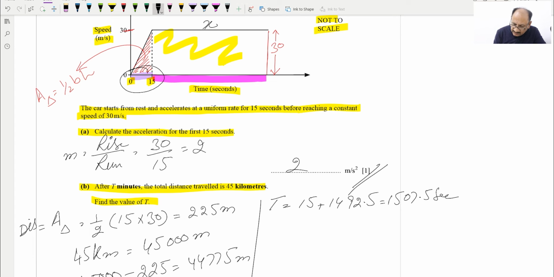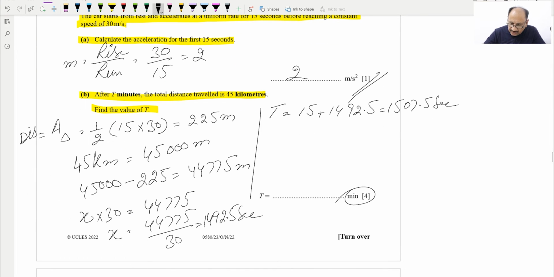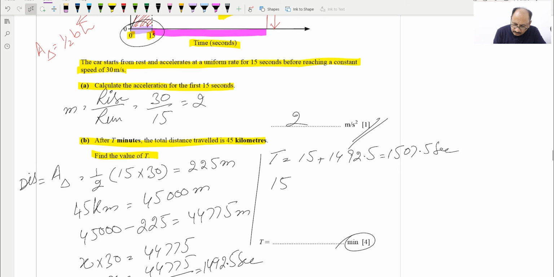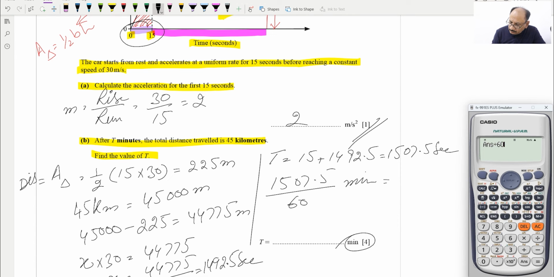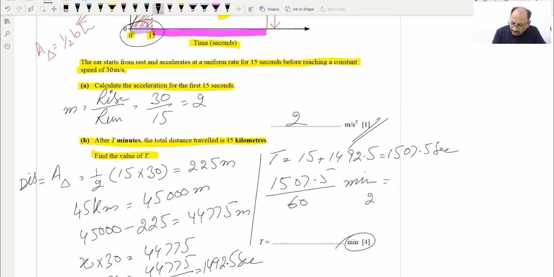1507.5, this will be seconds, and we need to change into minutes because required is in minutes. Divided by 60, this will be minutes. 25.125, which we can provide as the answer. This will be minutes. This is done.